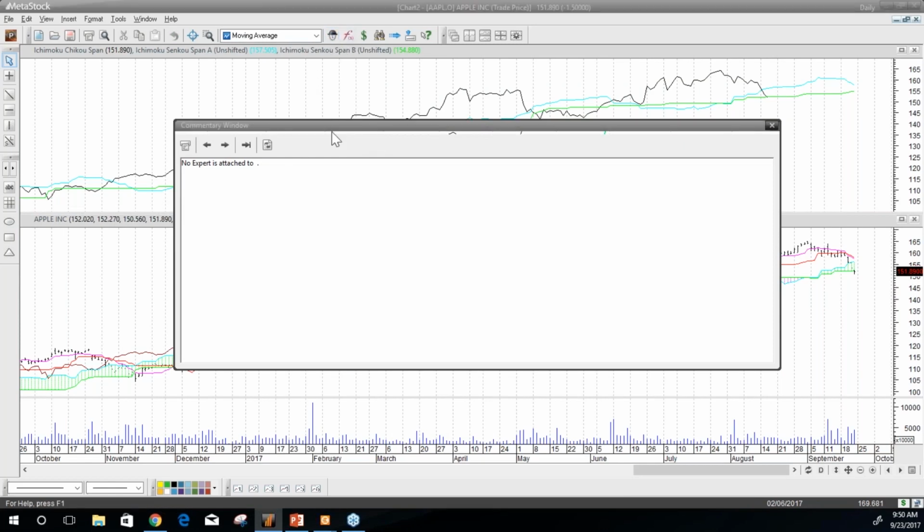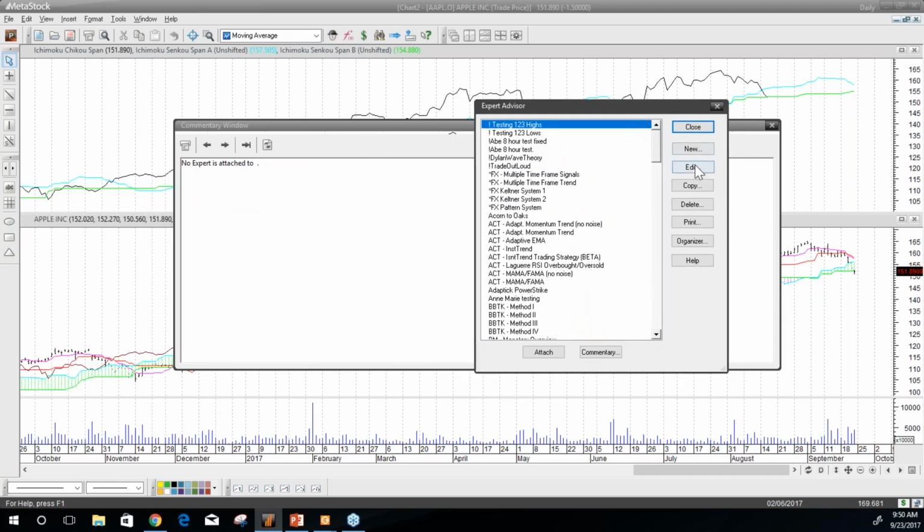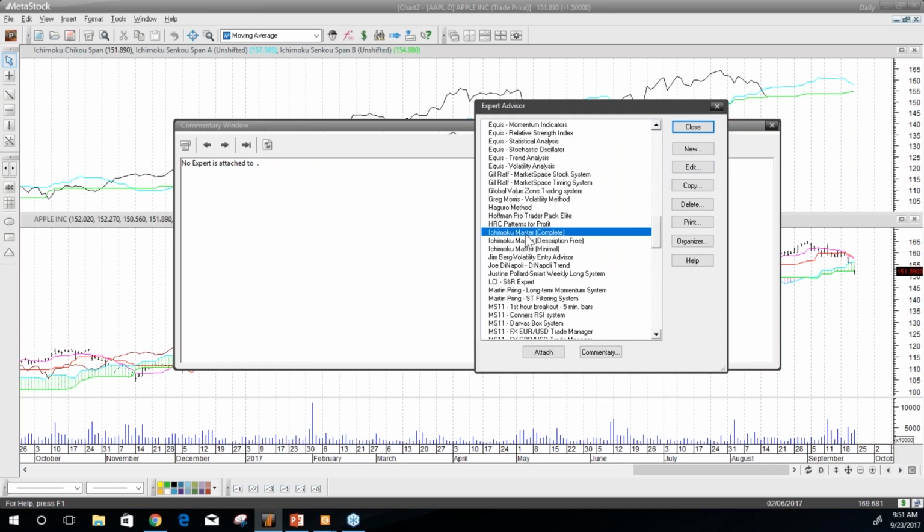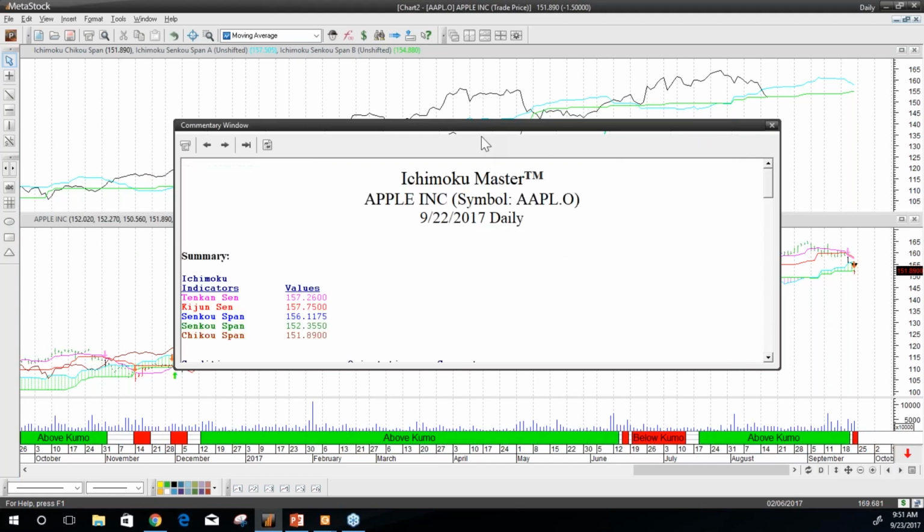What I want to do now is decide which expert advisor I want to apply. You'll notice that there's no commentary applied here. So I'm going to go ahead and click on the expert advisor. It's going to be over here on my other screen because it likes to stay over there. I'm going to just do the complete. Okay, you can go ahead and attach that. Go ahead and click on close.